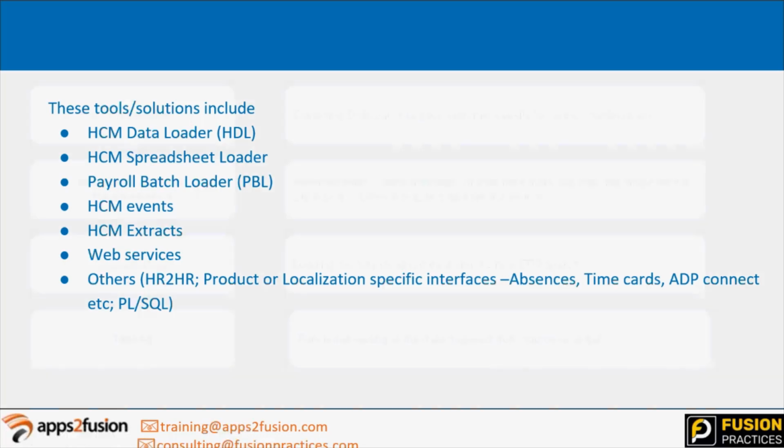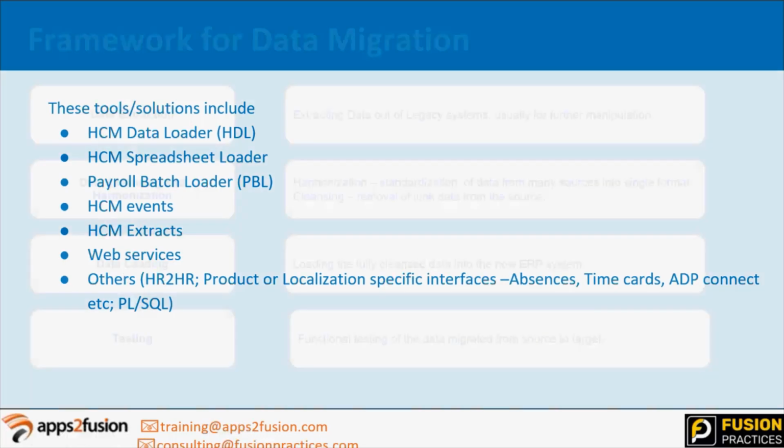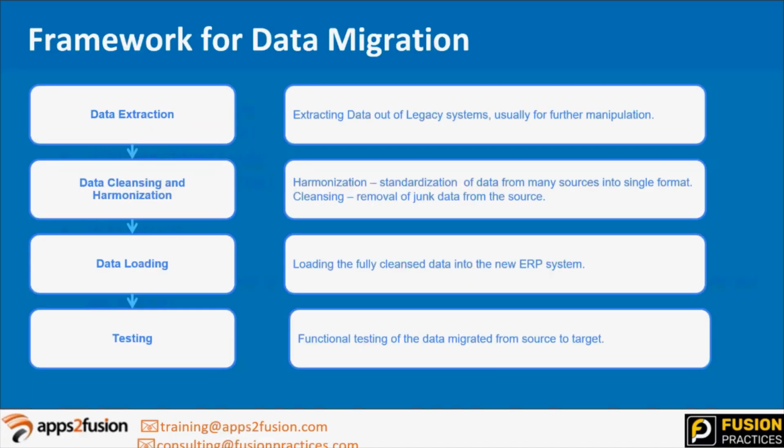So this is the framework for the data migration. Any migration involves a couple of steps. For example, in Fusion we have three inbound options: one is a spreadsheet, PBL, or HDL. Each of these options has its own predefined format. To convert the existing data to that format, we need to do a couple of steps. So these are the steps available.